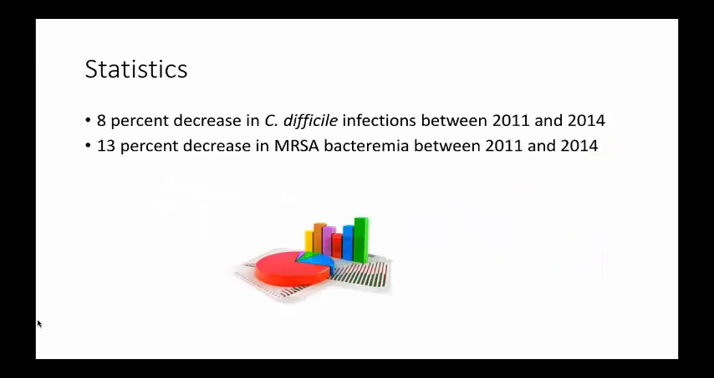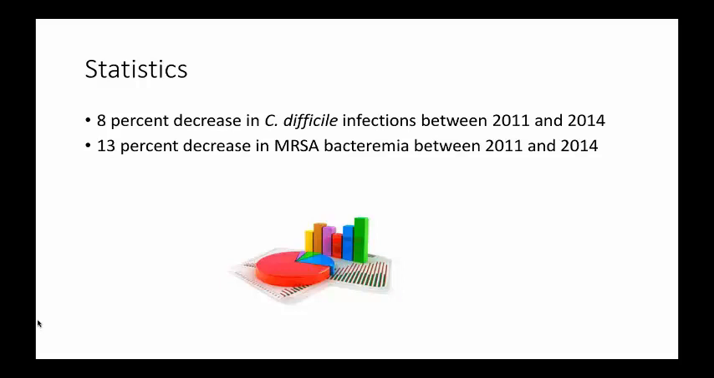There has been an 8% decrease in C. diff infections between 2011 and 2014, and a 13% decrease in MRSA between 2011 and 2014. So you can see that they're tracking and trending those typical types of infections. And it appears that most of them have gone down, and a lot of that has to do with the infection prevention and control methods that they put in place.